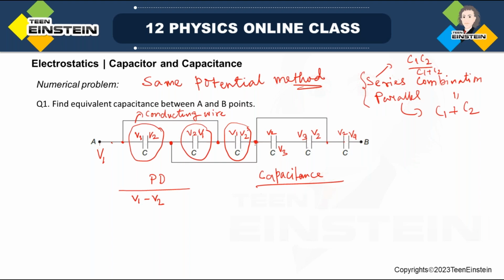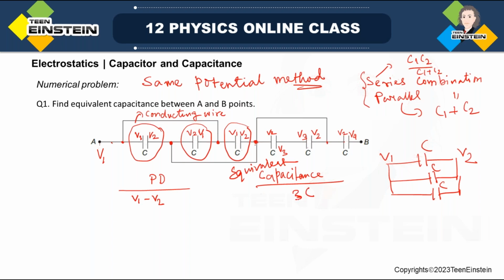So I have three capacitors. When I have capacitors with the same potential difference, I have to take them in parallel combination, right? So C, C, and C. Three capacitors are there, and the potential difference across them is V1 minus V2. So I have equivalent capacitance. Let me write this as equivalent capacitance. So the equivalent capacitance will be here 3C with this potential difference, right?